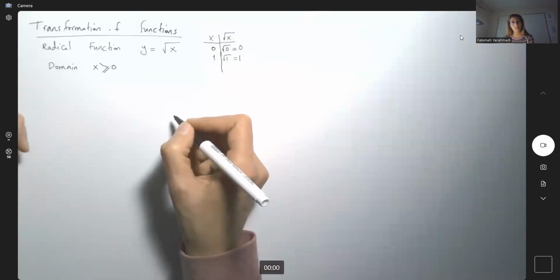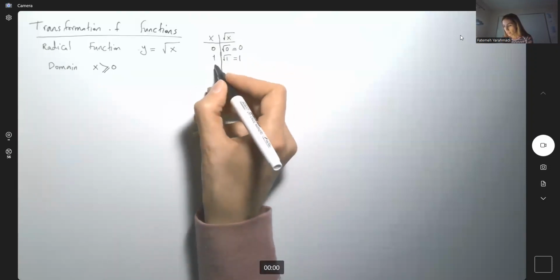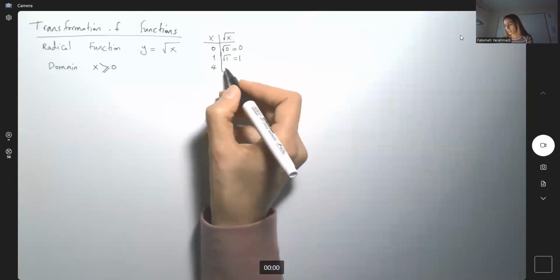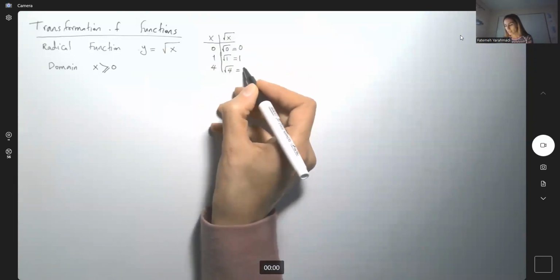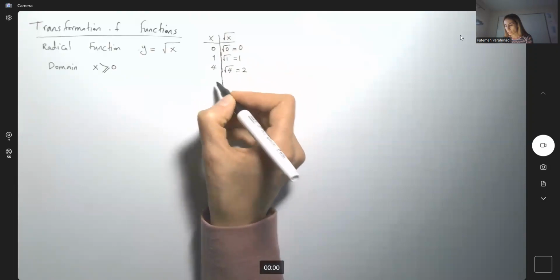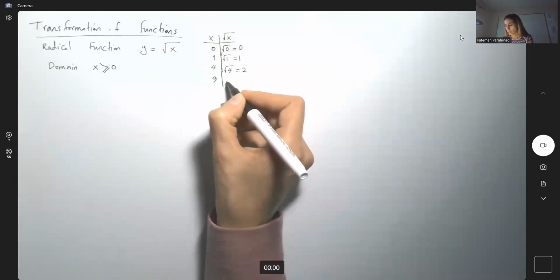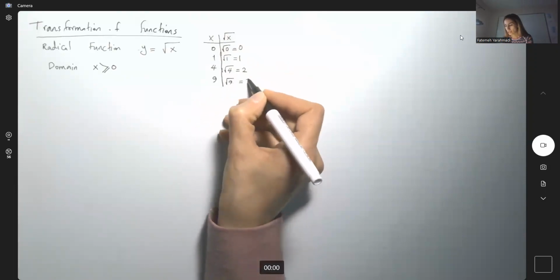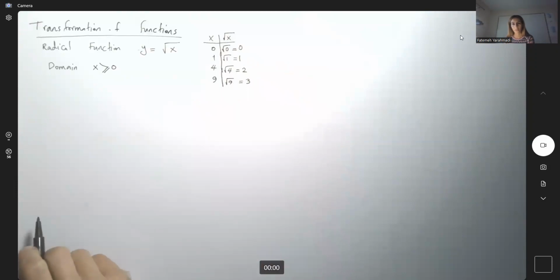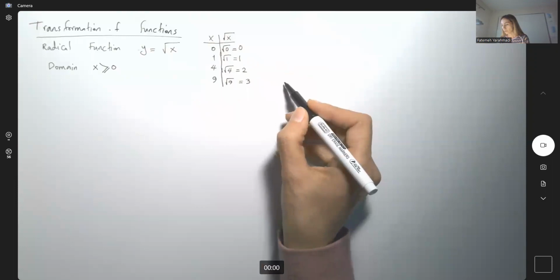I'm going to use some nice numbers. I'm going to plug in 4. Square root of 4 is 2. We'll continue this process. If x is 9, you have square root of 9, which is 3. So having these points can help you to graph this function.